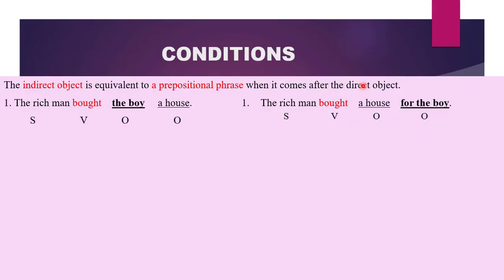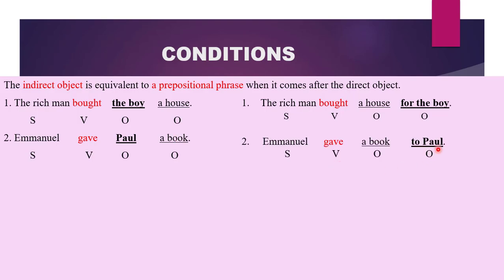We have our direct object coming before our indirect object, but in this we have our indirect object coming before our direct object. So when the order changes, then the indirect object will become a prepositional phrase and you will label it as your object. Another one, Emmanuel gave Paul a book. Can you rewrite this sentence? You can say Emmanuel gave a book to Paul.